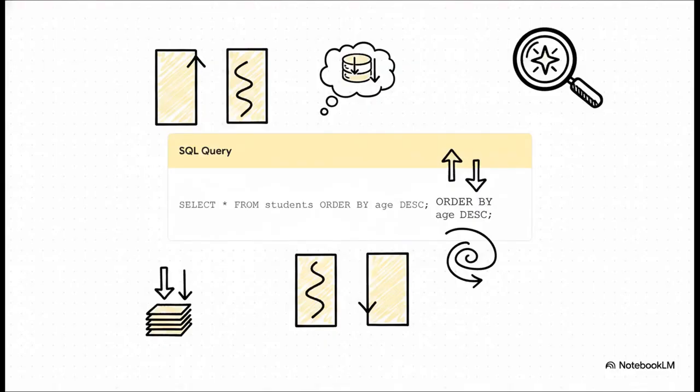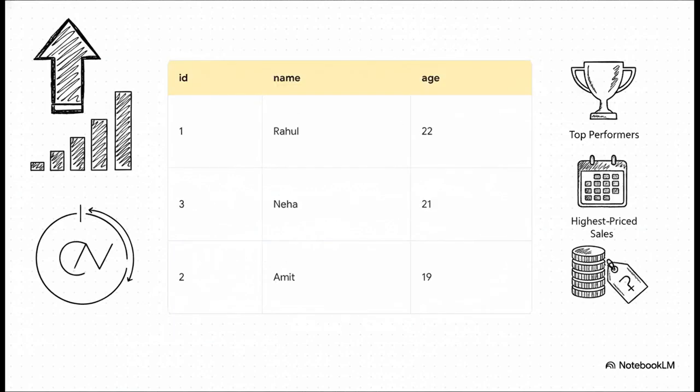The only thing that's different here is that we've added that one little word, DESC, right after order by age. This tiny, tiny addition completely flips the instruction we're giving to the database. And here's what we get. Our table is completely reversed. It's now sorted from the oldest student down to the youngest.